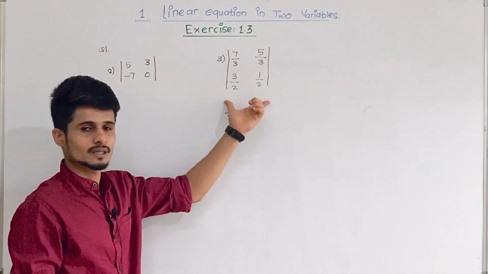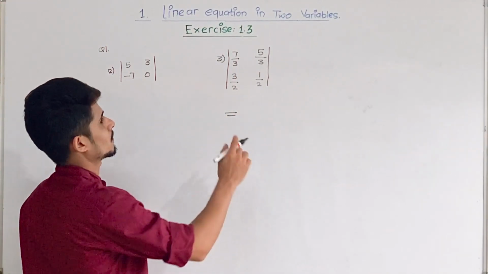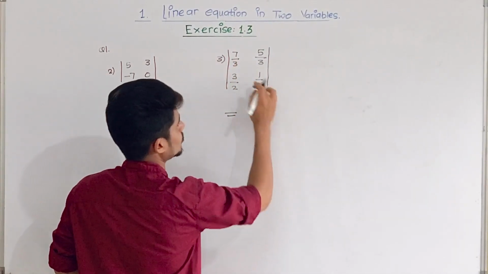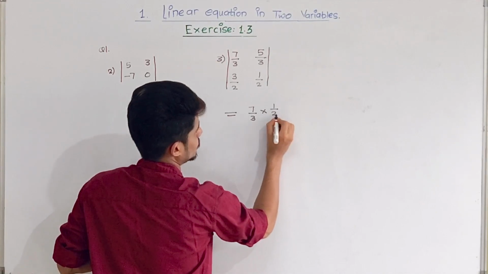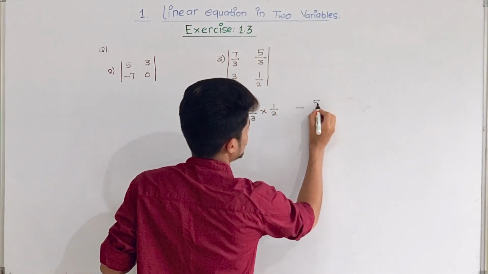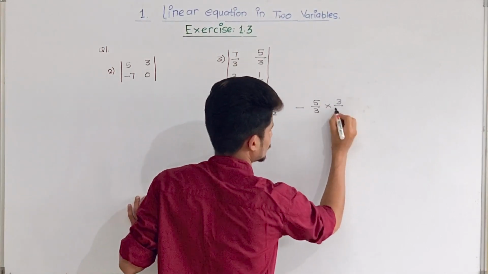In question number 3, we will cross multiply and subtract the numbers. That is, 7 by 3 into 1 by 2 minus 5 by 3 into 3 by 2.